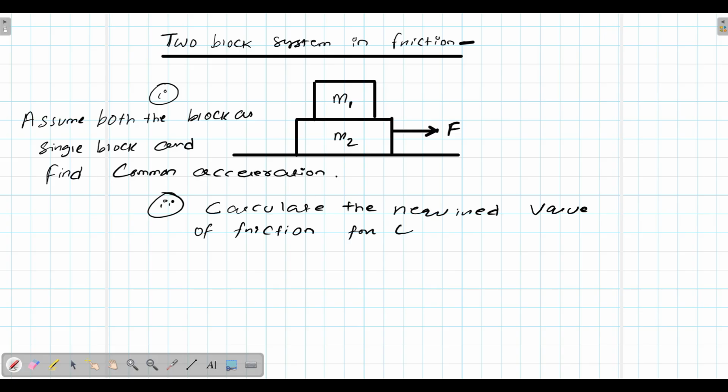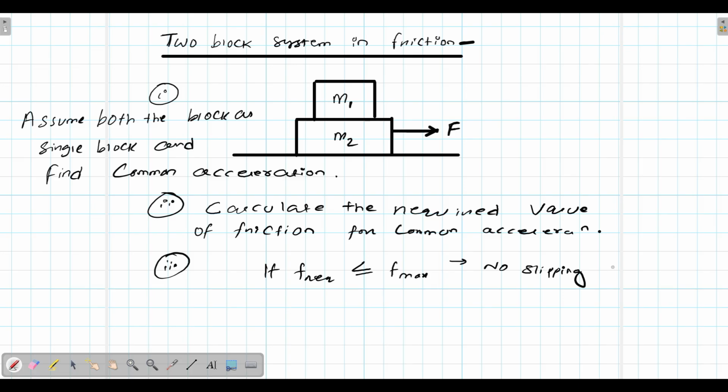Third point, if required friction is less than maximum friction or limiting friction, then no slipping. If F required is less than equals to F max, then no slipping. If F required is greater than F max, then slipping.